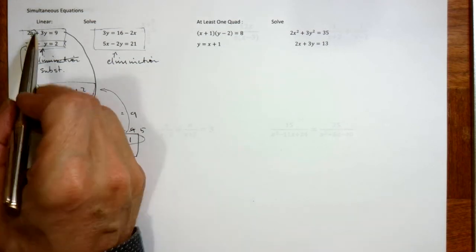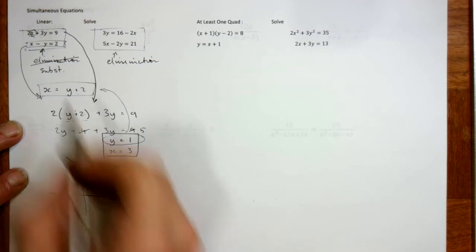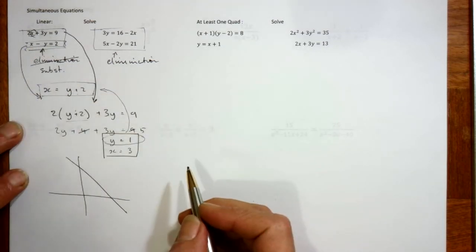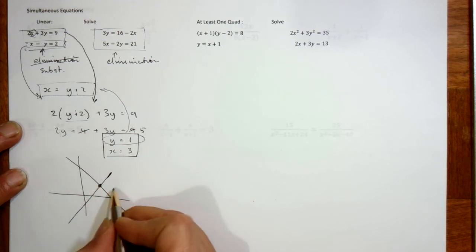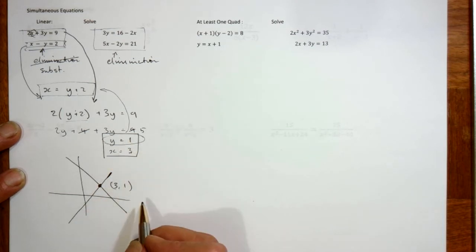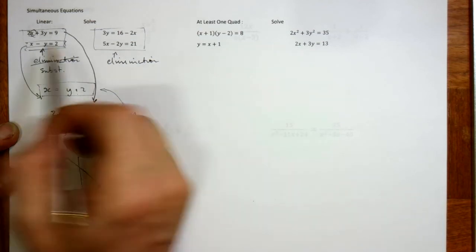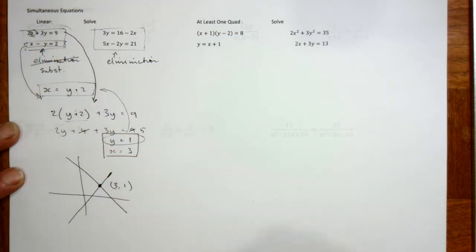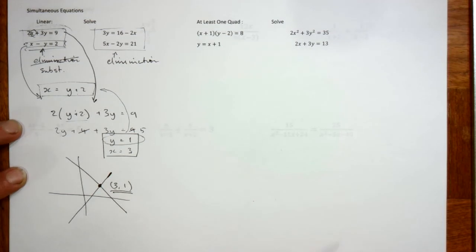Graphically, what's going on is that we've got a straight line that looks something like that. We've got another line that looks like that. And this coordinate here is 3, 1. The x value is 3, the y value is 1. We found the coordinate of the intersection of these two straight lines on a graph. So that's the graphical interpretation. Leaving the answer as a coordinate pair is quite often something that's asked.